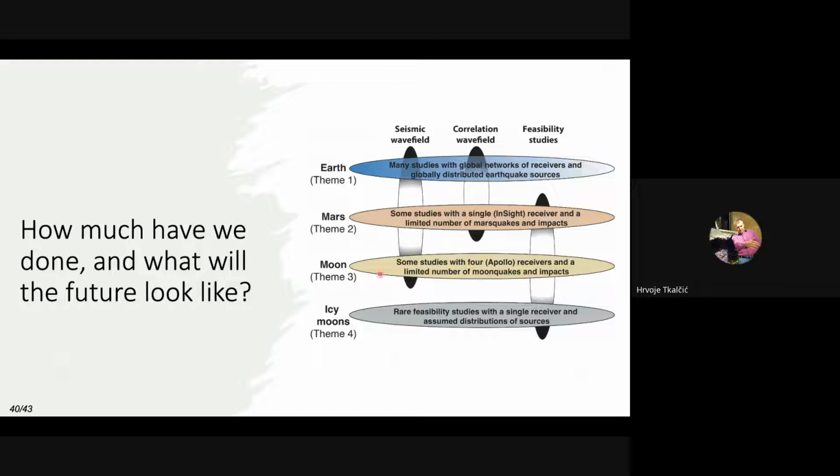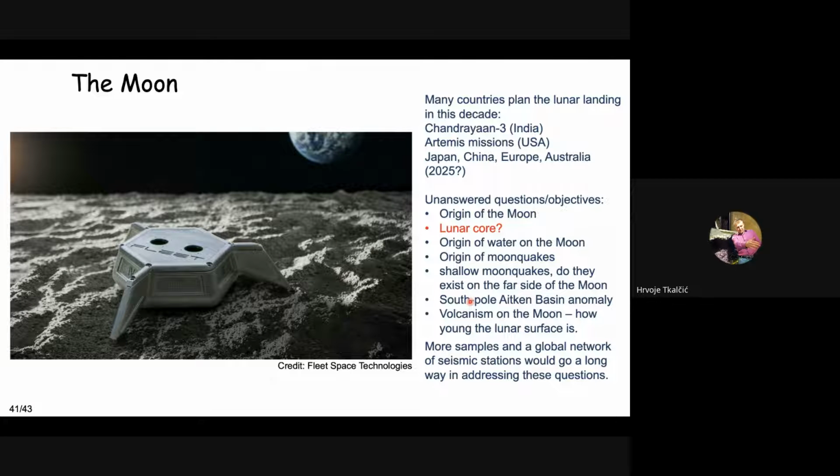And finally, when it comes to the Moon, this is really exciting. I have a slide here that shows you some of the unanswered questions and objectives when it comes to the lunar interior. And I'm really proud to say that Australia is going to be one of the countries that will land on the Moon. So the landing is planned for 2026.